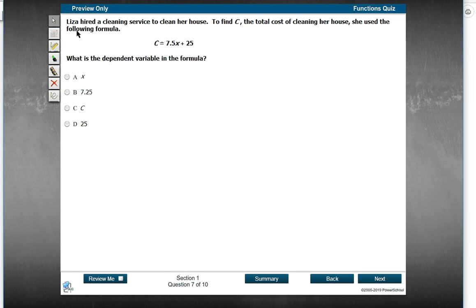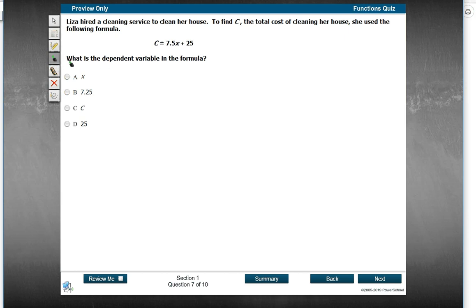For this one, it says, Liza hired a cleaning service to clean her house. To find C, the total cost of cleaning her house, she used the following formula. C equals 7.5x plus 25. What is the dependent variable in the formula?